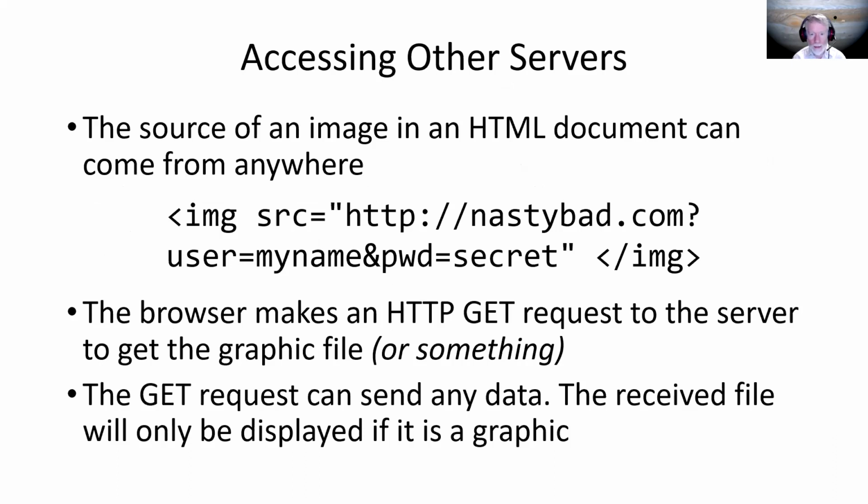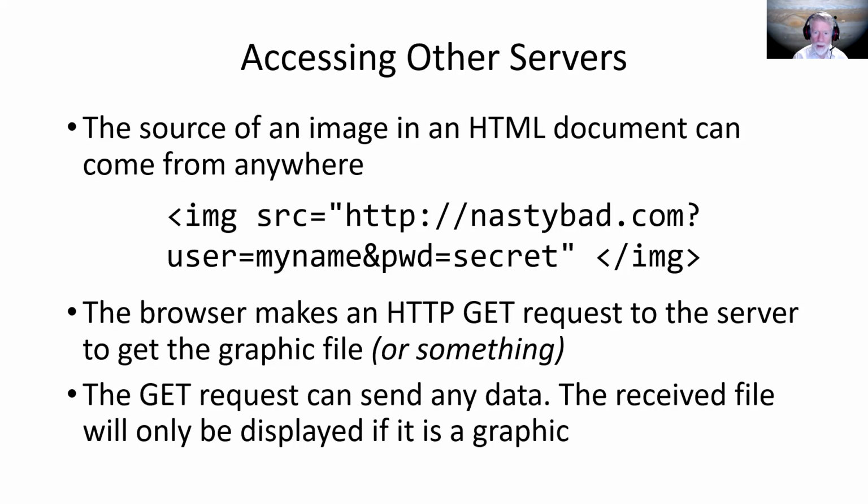Okay, here we have an image. And the image, let's say it came from acme.com, but the image has a source and it goes to nastybad.com and passes it some parameters. In this case, the parameters are my username and my password, which of course you don't normally need to get an image, but that's okay because Nastybad will gladly send you an image if you give it your username and password. These are the username and password to some other application, but we're sending it off anyway.